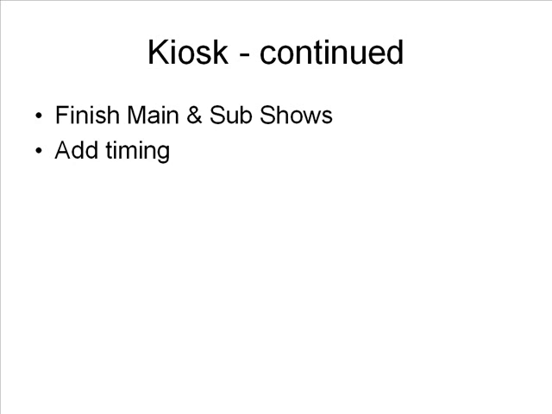When you have finished the main show and the sub-shows, that means you've got them linked, you've got them looping the way that you want, then you add the timing to both the main show and the sub-show. Remember, the main show is looped, the sub-show is not looped. This is how you do it. You click on to add the timing, you click on slideshow, rehearse timing.